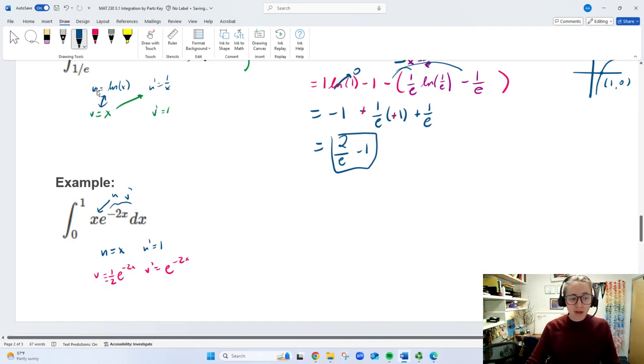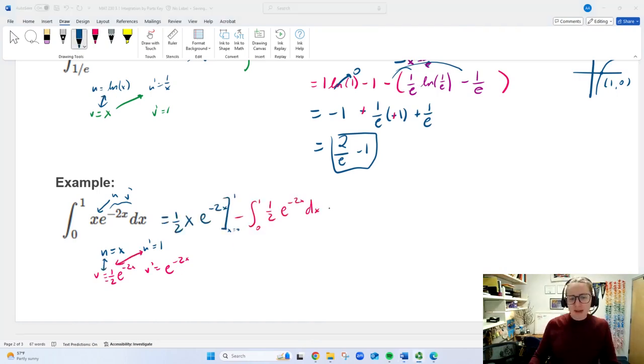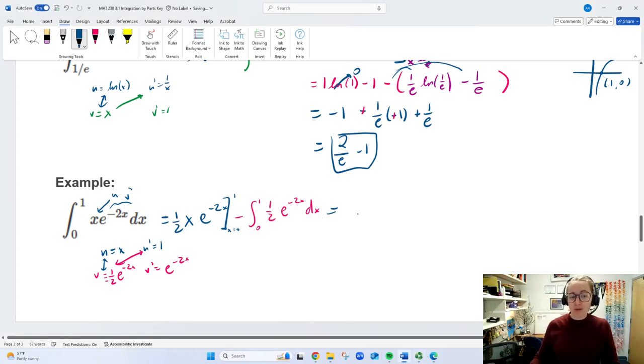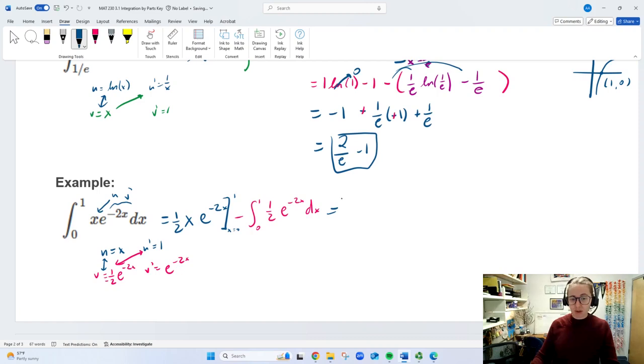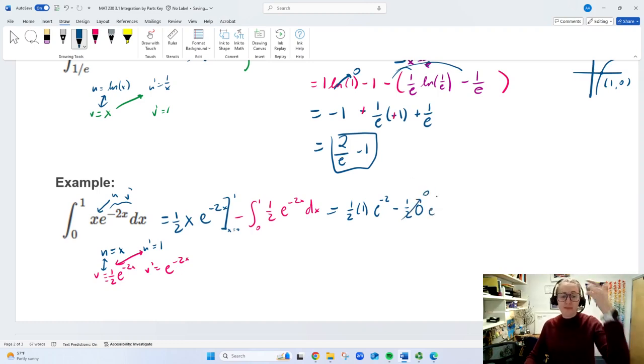Try this on your own, writing it all out. Now we're just evaluating it from 0 to 1. So I can already plug in this 1 and the 0 to my first part if I'd like to. So I'd have 1/2 times 1 and then e to the negative 2 right there, minus 1/2 times 0, and then that's just all going to be 0 no matter what. e to the 0 is just 1, but it's multiplied by 0.